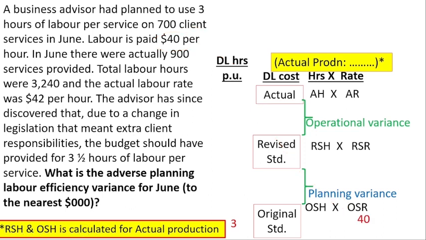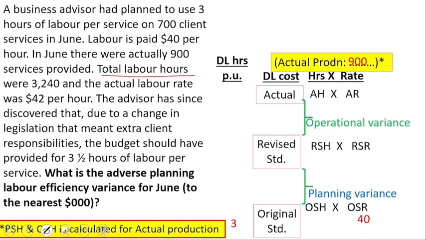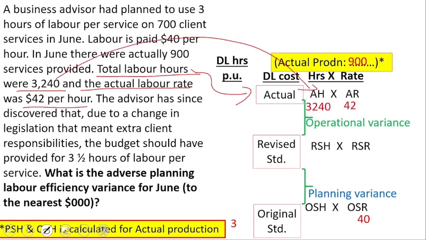So that's 40. Now moving to the next sentence, in June. So now we are going to read the actuals. Till now we were reading the plan or the budgets or the standards. So in June, there were actually 900 services provided. Actual production is 900. So that will come here under actual production. Total labor hours were 3,240 and the actual labor rate was $42 per hour. So both these pertain to the actuals. So 3,240 is the actual hours and $42 is the actual rate.